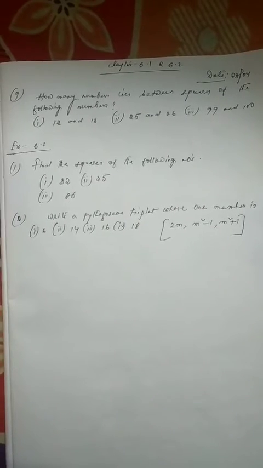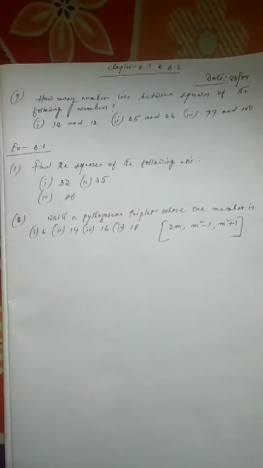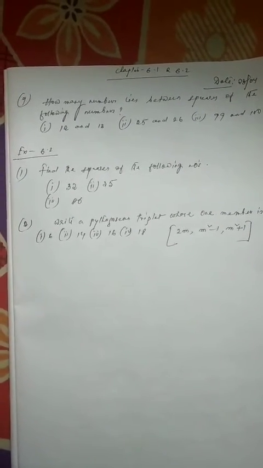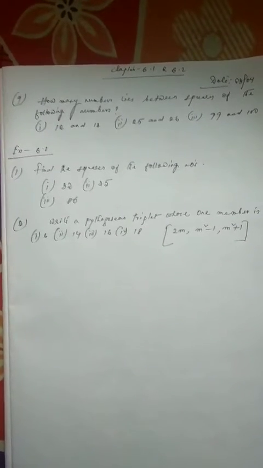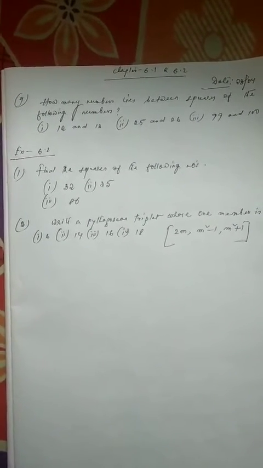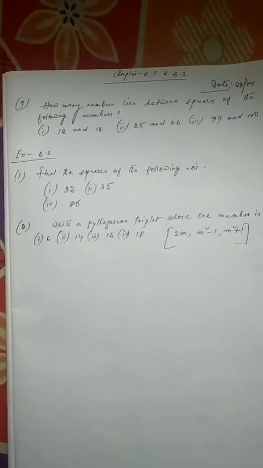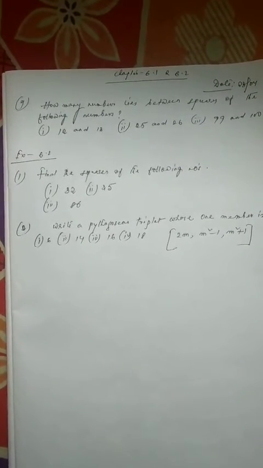Children, in the previous video, we had a discussion on squares and addition of odd numbers without adding, how to get a square of a number and all that. So we had a discussion on all those things in the previous video. Today we are going to discuss one question of exercise 6.1 and some questions of exercise 6.2.